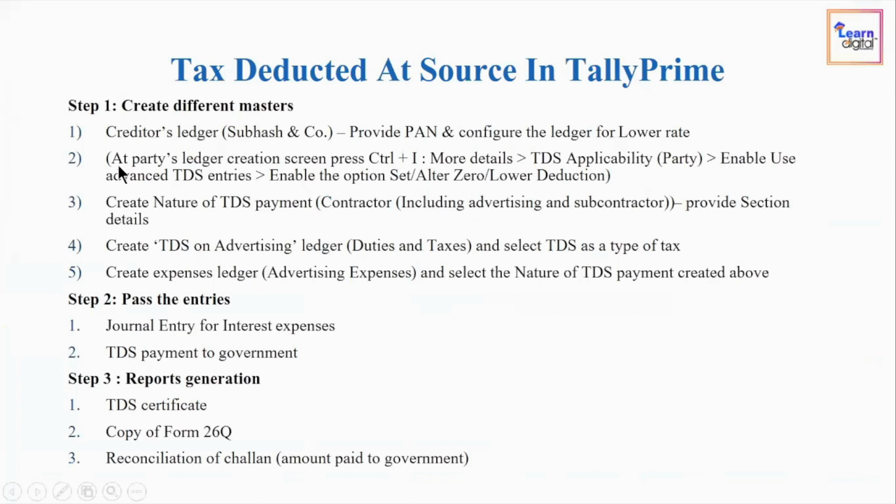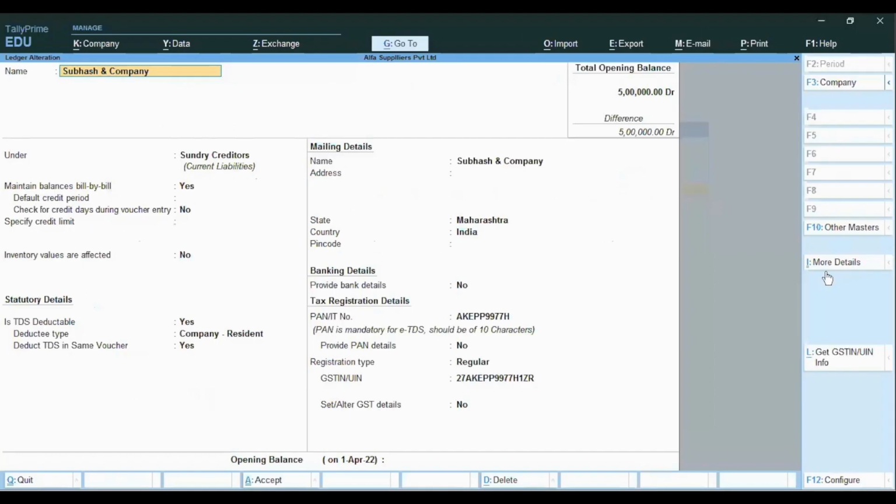How to configure? At the party's ledger creation or in the alteration screen, press Ctrl I, that is the more details button. In that, select TDS applicability, party, then press enter. Enable use of advanced entry. In that part, select the option, enable set or alter zero or lower deduction. So let's configure the creditors ledger. Press Ctrl I or press this more details button, enter.